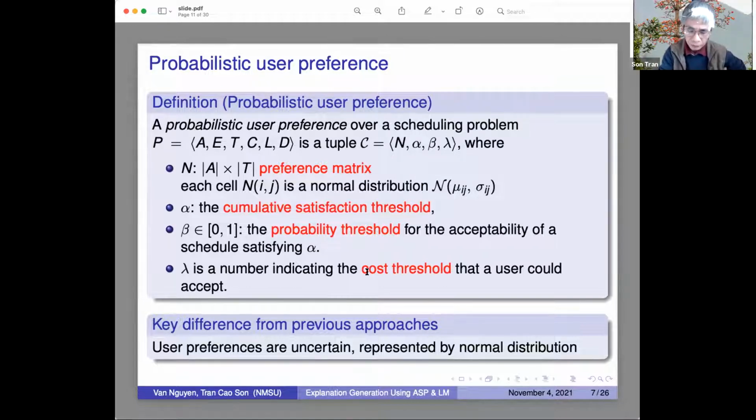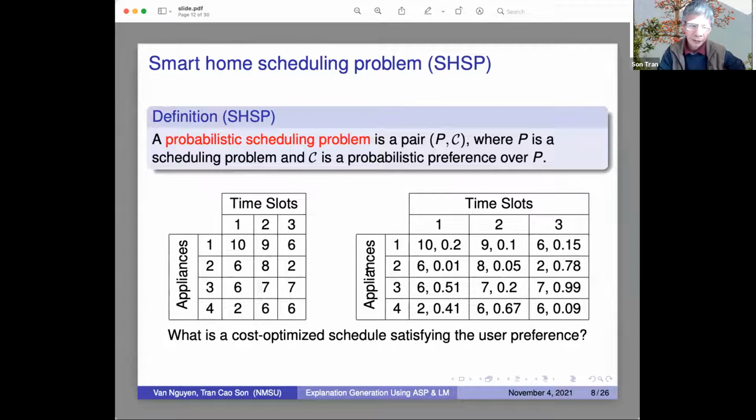So then here, we call the smart home scheduling problem a pair P and C, where P is a scheduling problem and C is a probabilistic preference over P, right? So here's a simple example of a situation where we have 4 appliances, 3 time slots, and that is the cost.